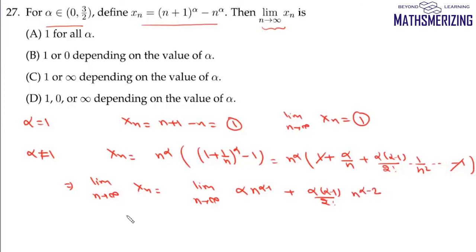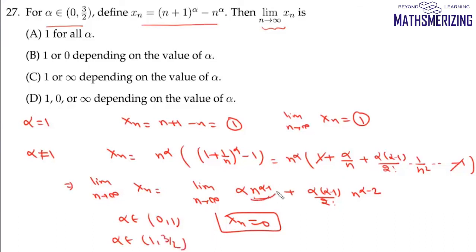Now if alpha lies between 0 and 1, all these powers of n will be simply 0. In that case, the value of this limit will be simply 0. But if alpha lies between 1 and 3 by 2, then this n will have a positive power, and when it has a positive power, then this x_n will approach infinity. So the answer to this limit will be 1, 0 or infinity, depending on the value of alpha, and that's your option D.